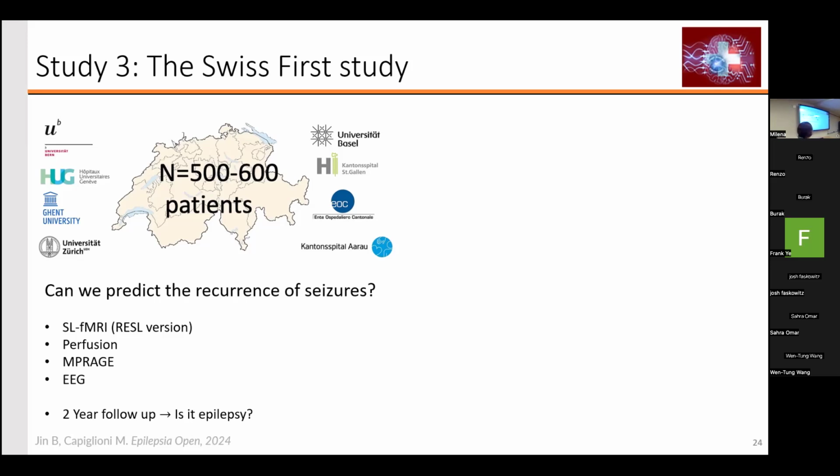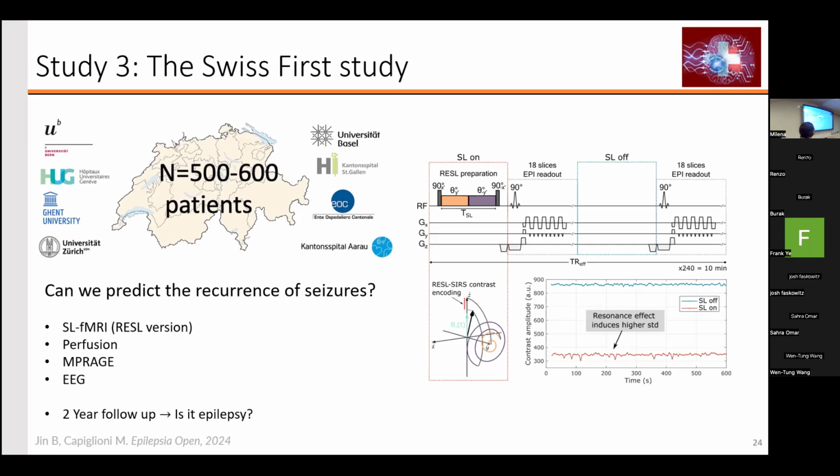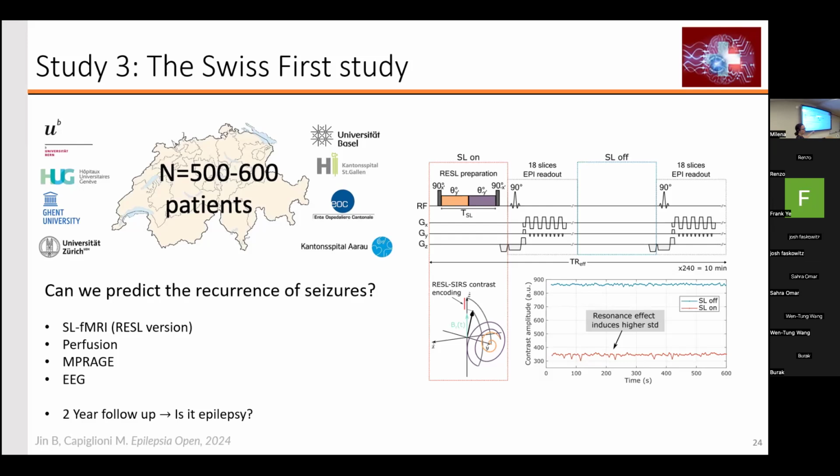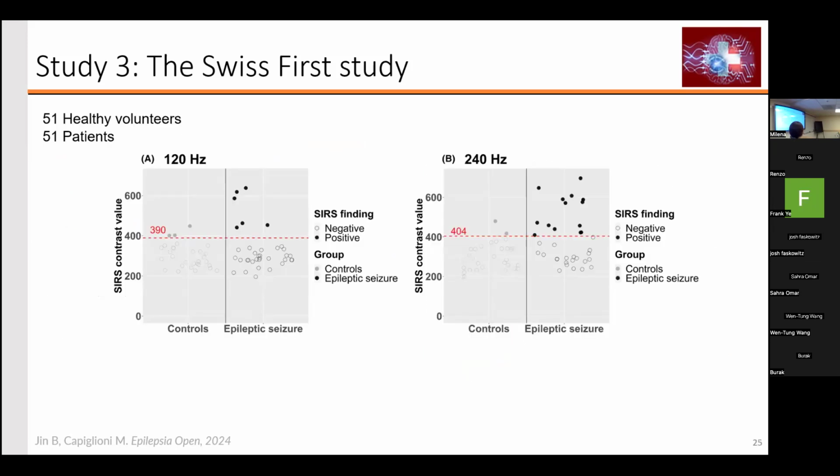For them, we use a battery of methods: an older version of the sequence, also perfusion, and EEG. The idea was to then combine all these methods to see how much they correlate and make a prediction, and then in the 2-year follow-up ask if this was indeed epilepsy or not. This hasn't happened yet because of COVID. We got a crazy delay on this, and we are still acquiring the 2-year follow-up.